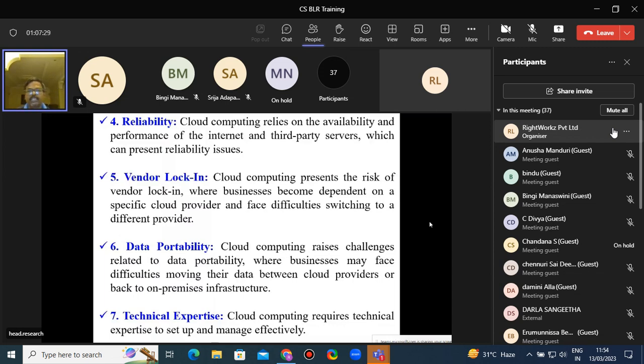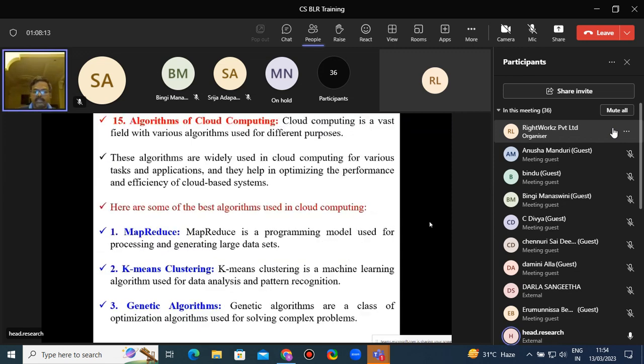Cloud computing presents the risk of vendor lock-in, where businesses become dependent on a specific cloud provider and face difficulties switching to a different provider. Data portability. Cloud computing raises challenges related to data portability, where businesses may face difficulties moving their data between cloud providers or back to on-premises infrastructure. Technical expertise. Cloud computing requires technical expertise to set up and manage it.